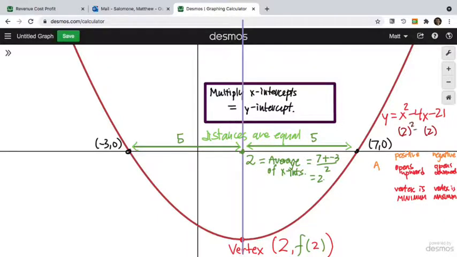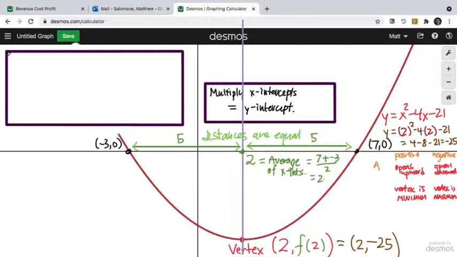So I get 2 squared minus 4 times 2 minus 21. That's 4 minus 8 minus 21. That's -25. 2 and -25. There we go. So that's what we do if we already know our x-intercepts. What if we didn't know our x-intercepts? Would there have been another way to find the coordinates of the vertex?